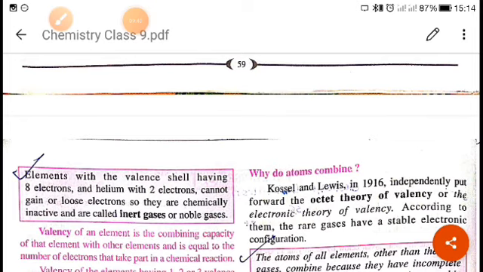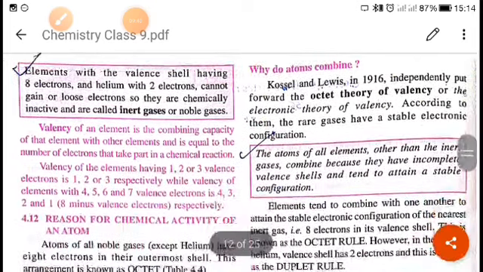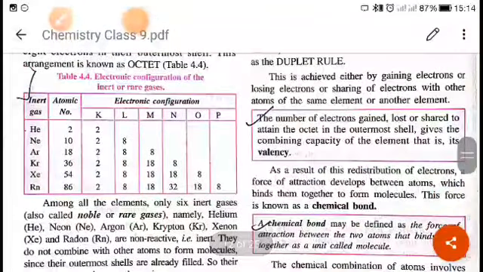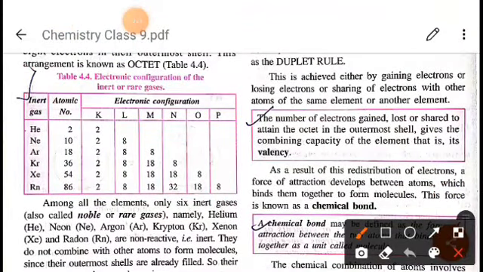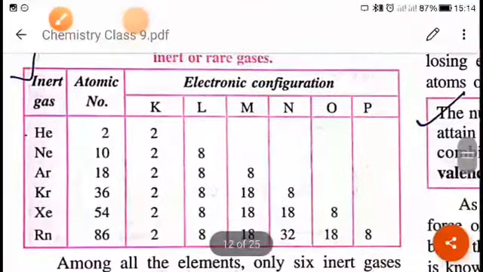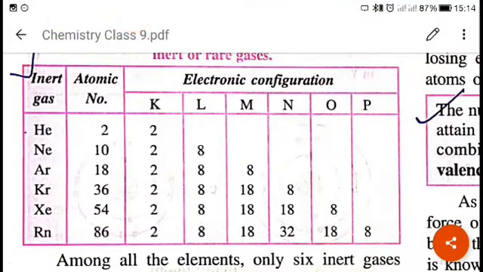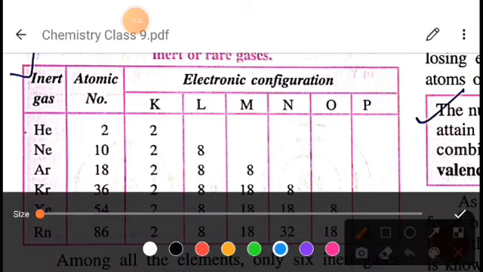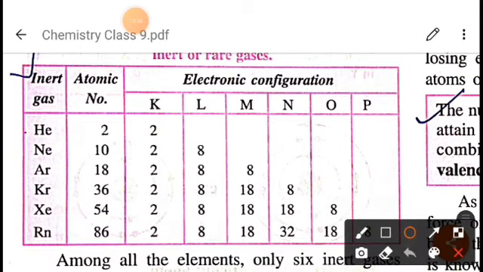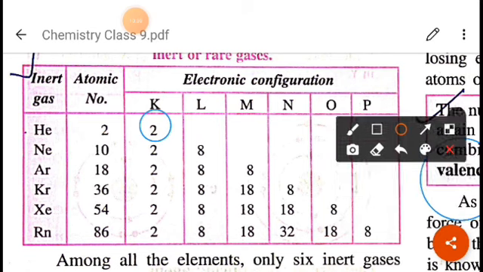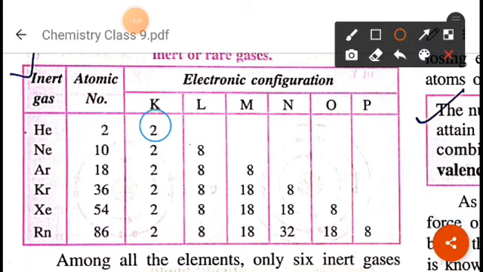So when you see the noble gases, except for helium, these are noble gases, inert gases or rare gases, whatever you like to call them. Helium has 2 electrons in its outermost shell, but the rest, neon has 8 electrons, argon has 8 electrons, krypton has 8 electrons, xenon has 8 electrons, radon has 8 electrons.